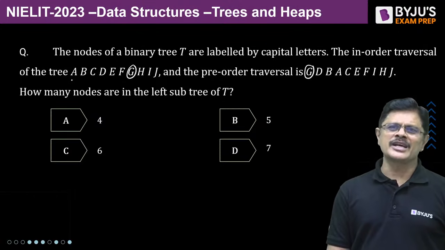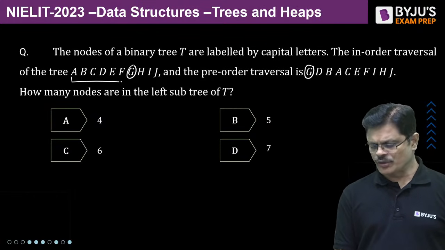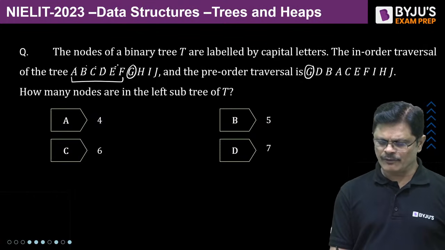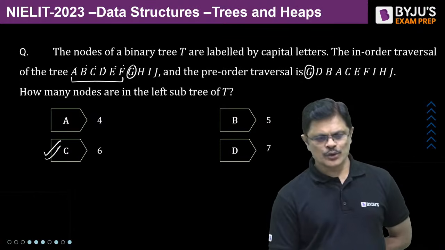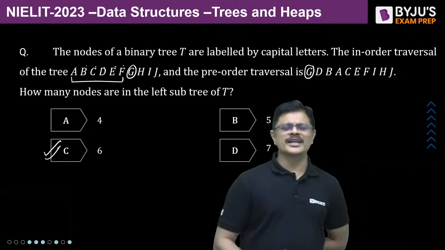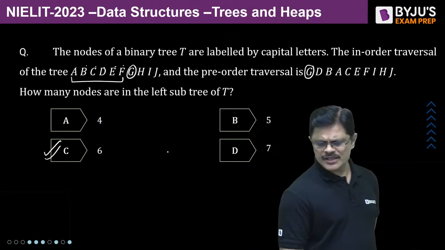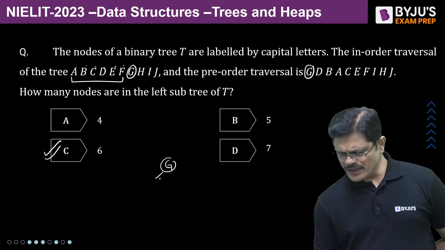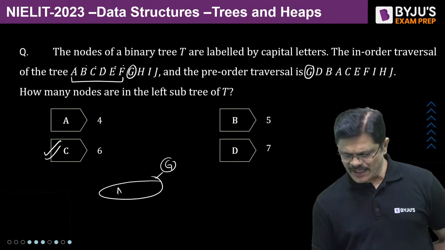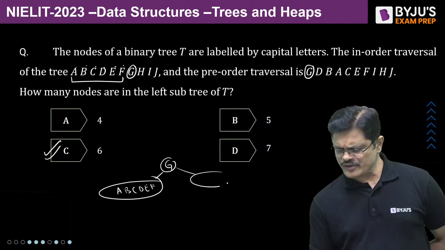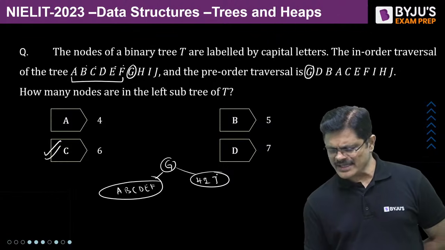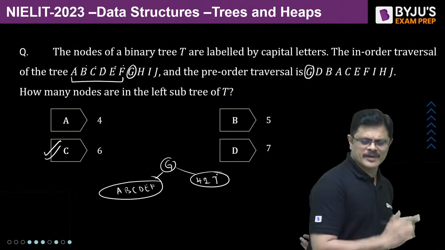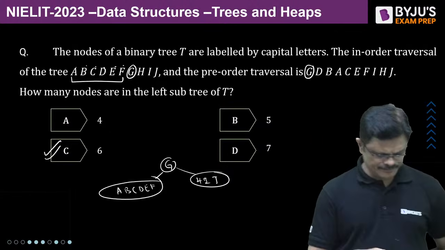So how many nodes are there in the left subtree? You just count this. 1, 2, 3, 4, 5, 6 is the answer. You just need to tell how many nodes are there in the left subtree. So just the root node is this. So in the left subtree, these are the nodes: A, B, C, D, E, F. Remaining fellows will be in the right subtree. He is just asking how many nodes are there in the left subtree. That is the answer. Super.